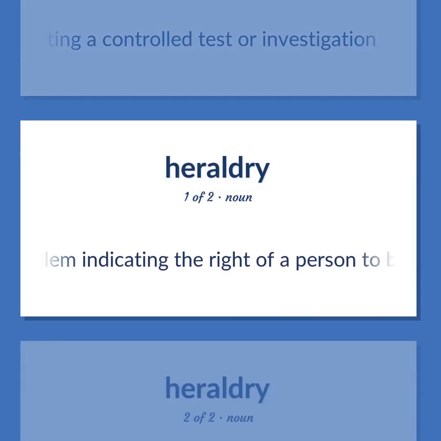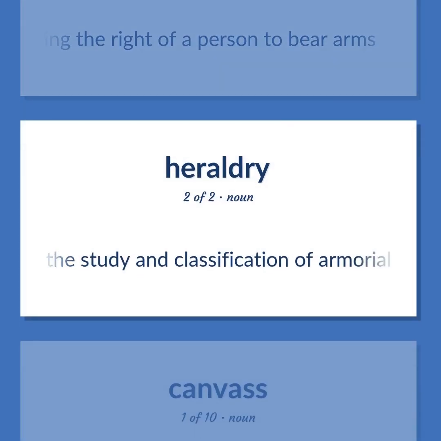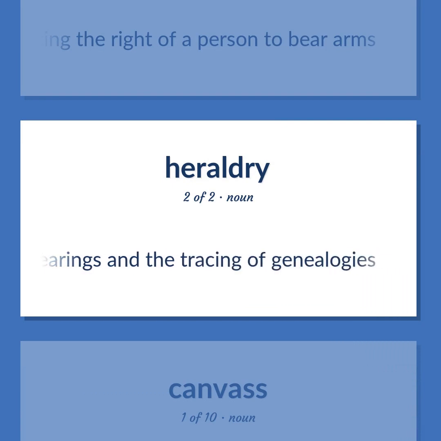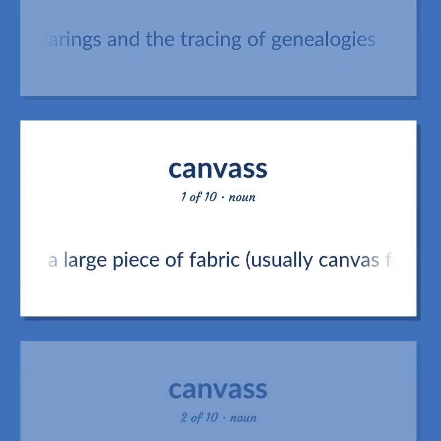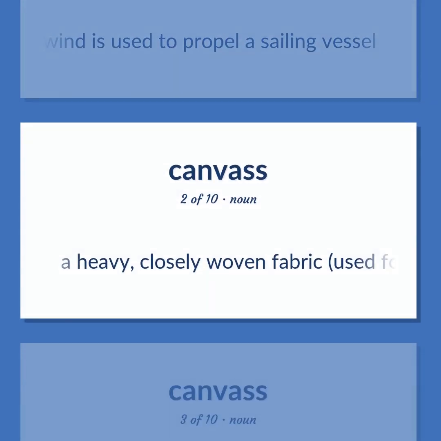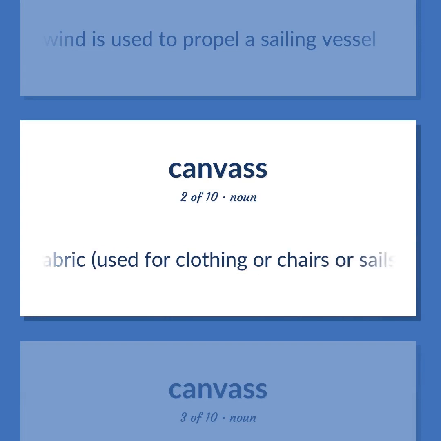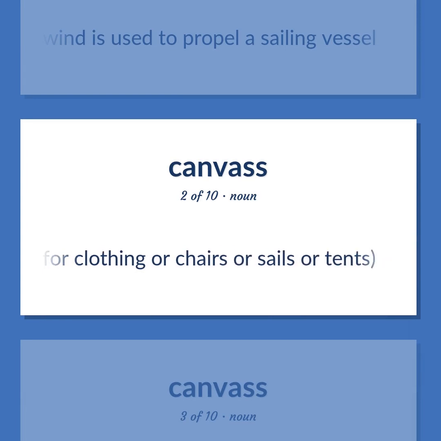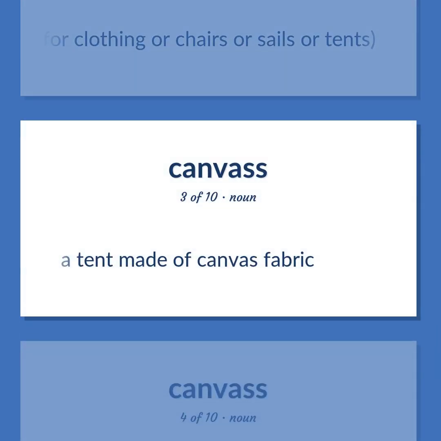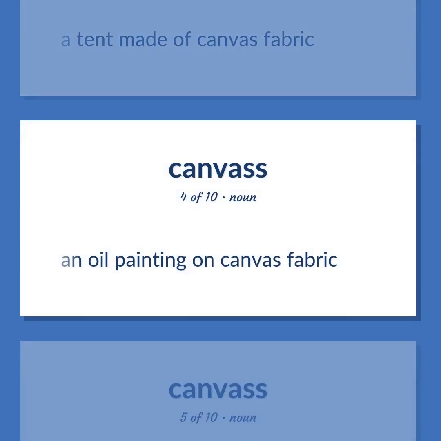Emblem indicating the right of a person to bear arms. The study and classification of armorial bearings and the tracing of genealogies. A large piece of fabric, usually canvas fabric, by means of which wind is used to propel a sailing vessel. A heavy, closely woven fabric, used for clothing or chairs or sails or tents. A tent made of canvas fabric. An oil painting on canvas fabric.